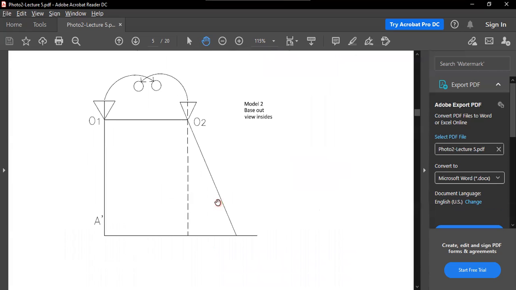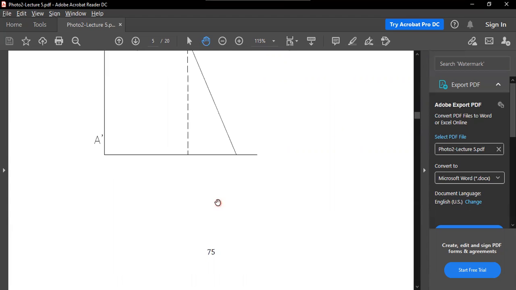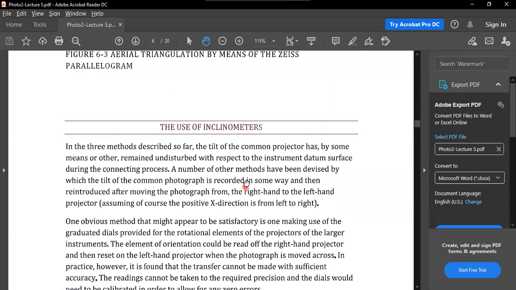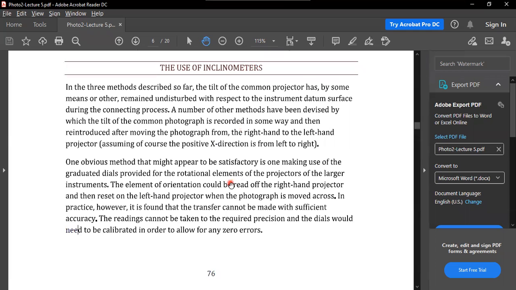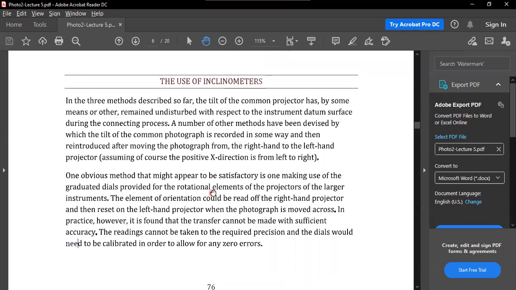All right, so there you go. And then here, this is where we are switching the optics. Is that okay? All right, so that is the Zeiss Parallelogram, aerial triangulation by the Zeiss Parallelogram method. We also have the use of inclinometer. These are not being used today.